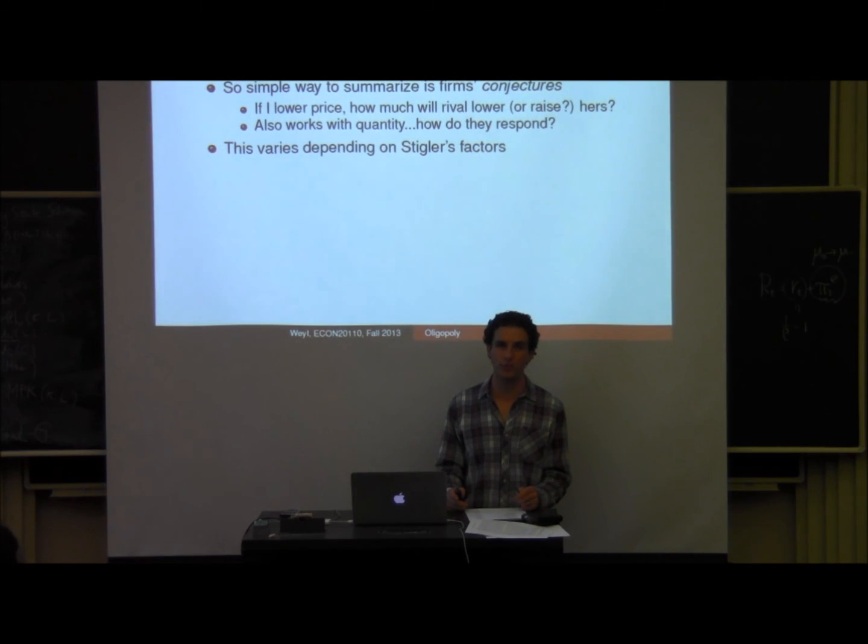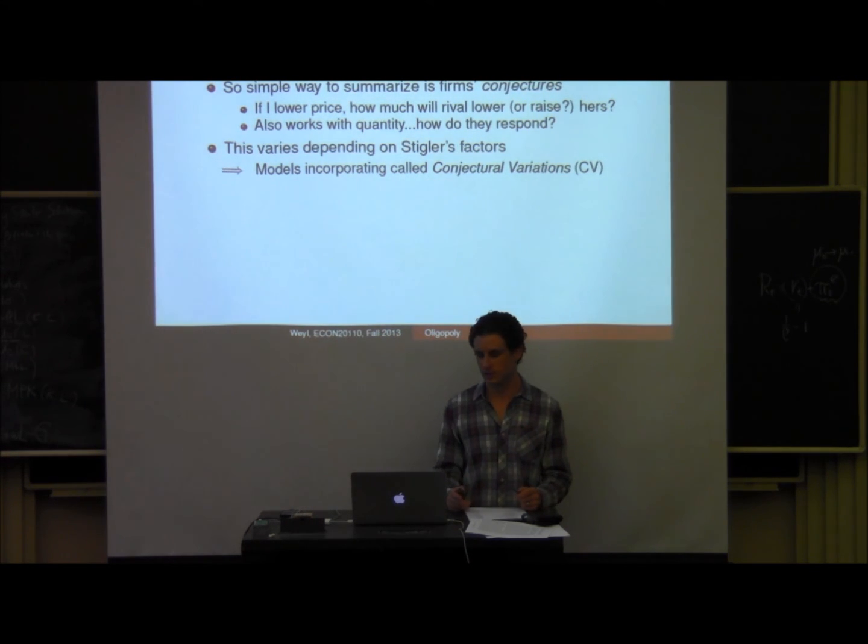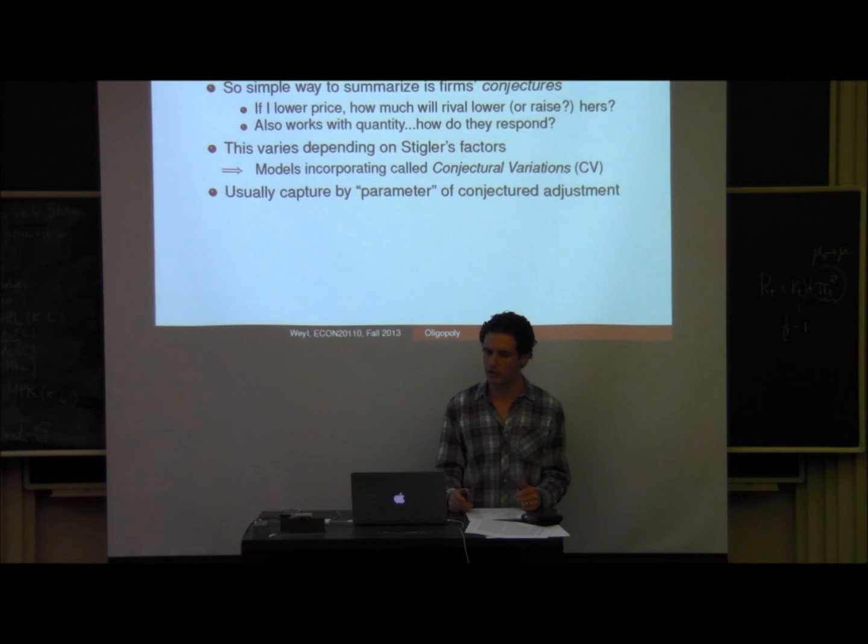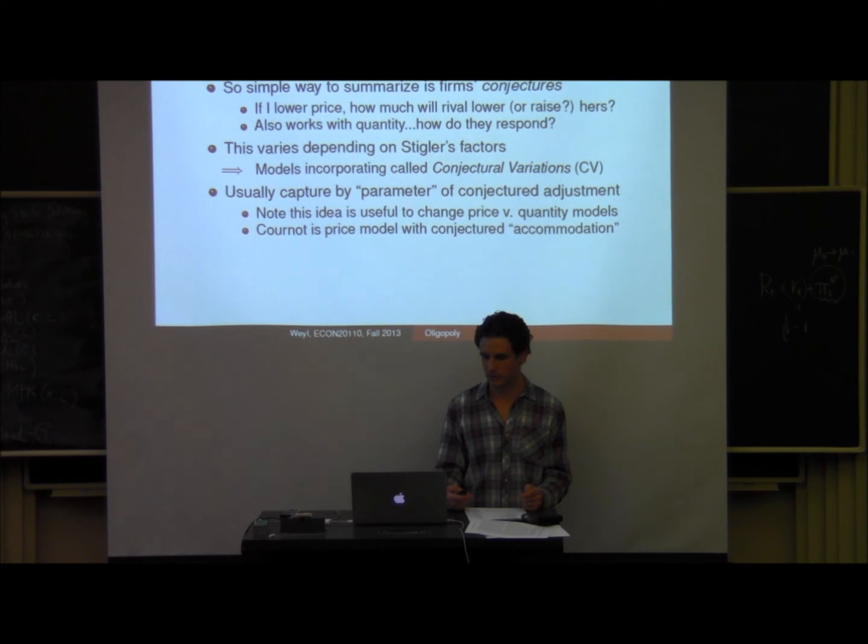Exactly what firms' conjectures will be, of course, depends on Stigler's factors. If I expand my quantity, do I think the other firms will punish me by expanding their quantities? Or be nice and actually reduce their quantities, in which case that's going to encourage me to be more aggressive, right? So a model that incorporates this explicitly is called a conjectural variations model. And these usually use some parameter of how much I conjecture other firms will change their price when I change mine, to try to capture the extent to which firms anticipate being punished, right?